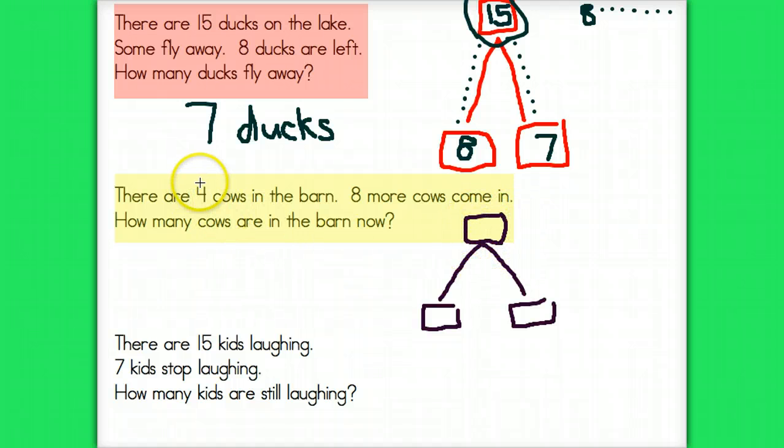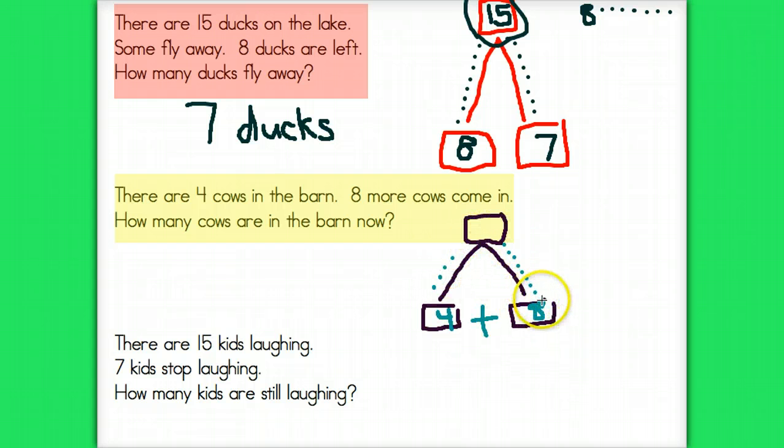So this time my 4 is going to go down here, and my 8 is going to go in that box. And now what am I going to do? You're right. I'm going to add them up to find out how many cows are in the barn now. So I can do that by drawing stones on this side. So I have 4 on this side, and 1, 2, 3, 4, 5, 6, 7, 8. And then I can count them all together to find out my total.